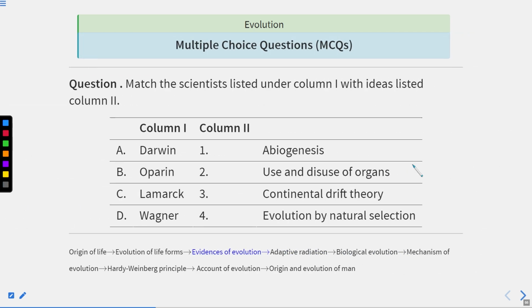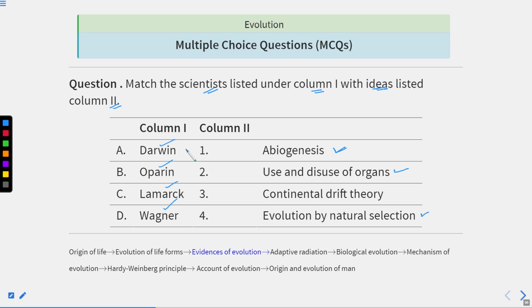Now the next question. We have to match the scientists under column 1 with the ideas in column 2. Or you can say their contributions or their theories. So you can see here Darwin, Oparin, Lamarck, and Wagner. And here are the theories. Theory of abiogenesis, also known as the theory of spontaneous evolution. Then we have the use and disuse of organs. Next is continental drift theory, and the fourth one is evolution by natural selection.